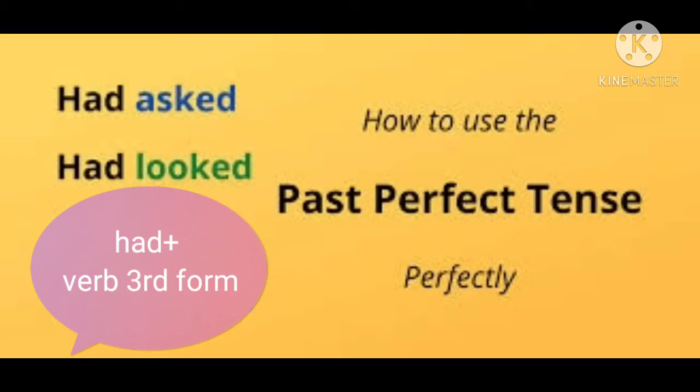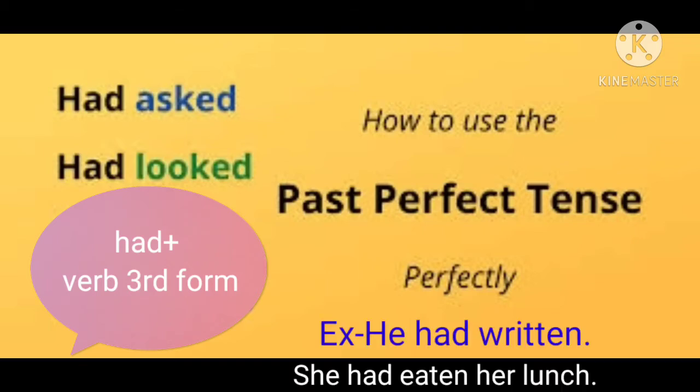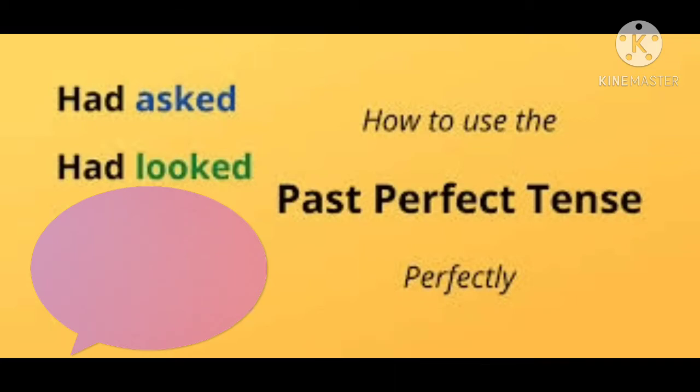Now let's have some examples. You can see some examples on the screen. He had written, she had eaten her lunch. Here you can see we have used had plus the verb's third form. So the formula is subject plus had plus the verb's third form and then the rest of the sentence to form past perfect tense.